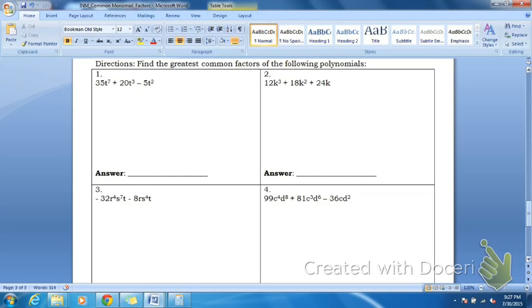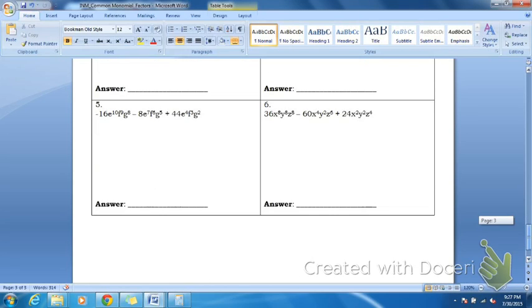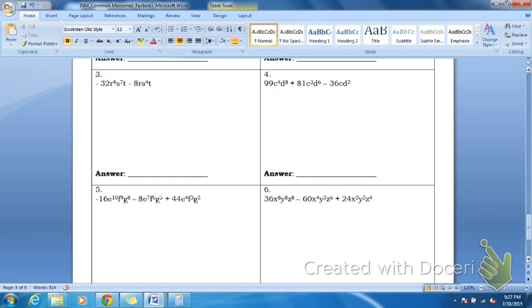Number 3, here I'm actually going to scroll down all the way so we can put both 3 and 4. Okay, now with 3 and 4, again, 3 starts with a negative, so we have to include a negative, which is negative 8. And looking at the r's, both of them have r's. It's going to be r to the 1st power, s to the 4th, and t. That's our answer for number 3.